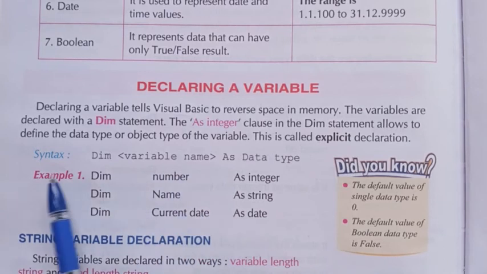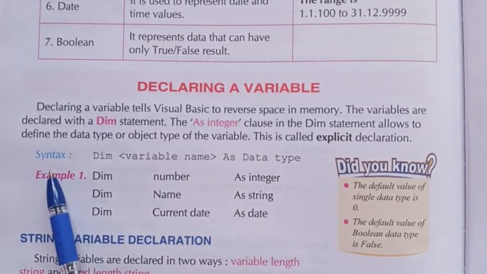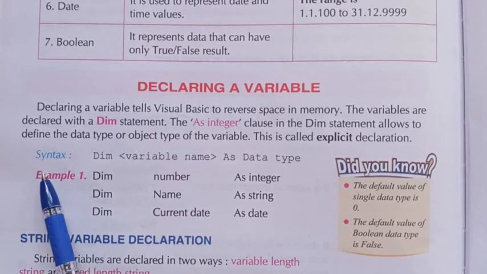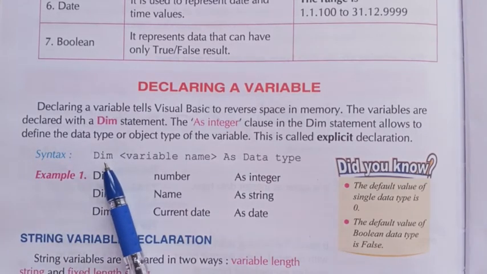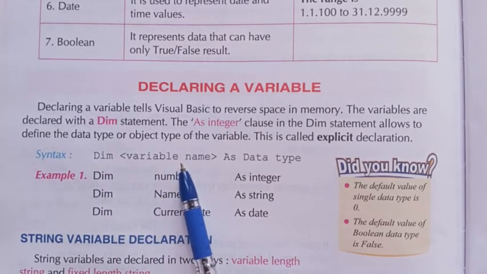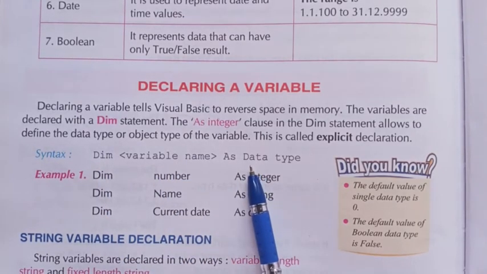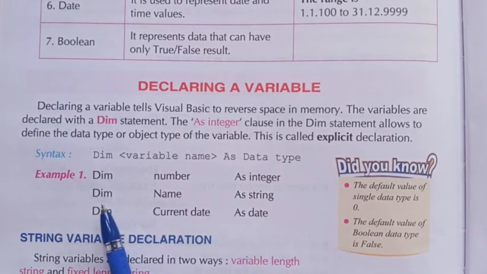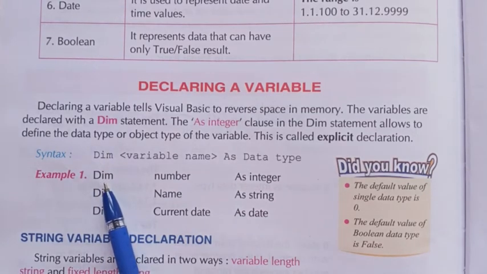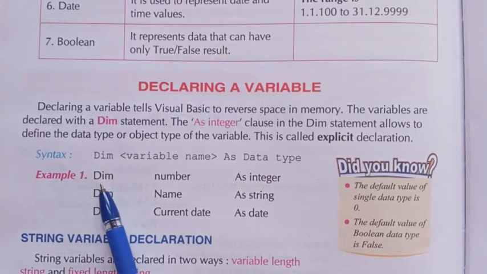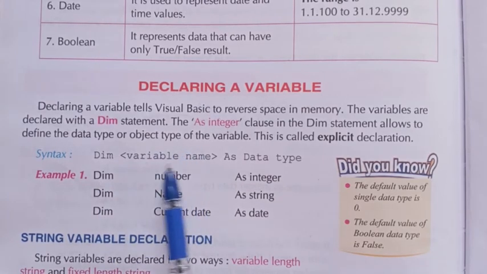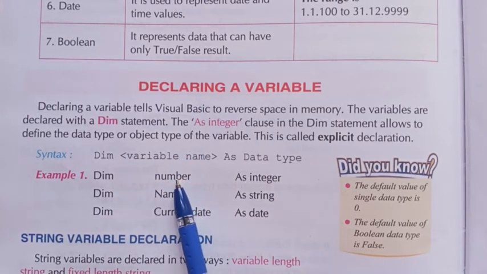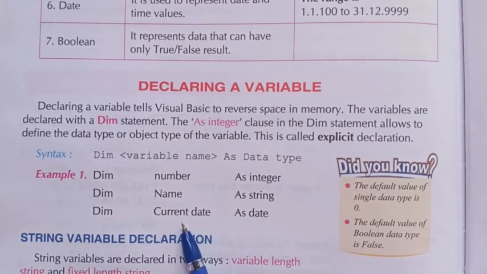Now you can see the syntax of a variable. To declare a variable, first we write the Dim statement, then the variable name, then As, and the data type. Let us see the example. First the Dim statement is written. Then the variable name is given. In this case I took the variable name as number, in this case as name, and in this case as current date.